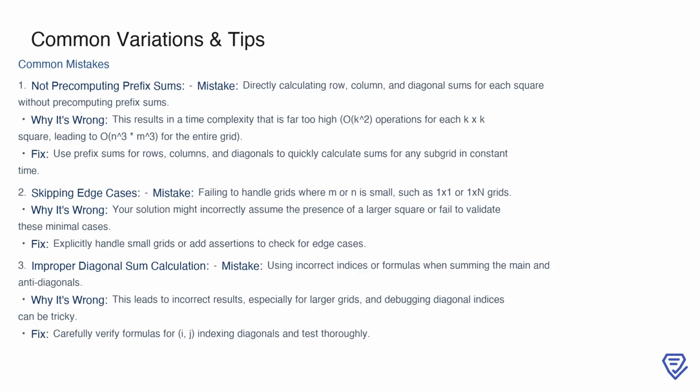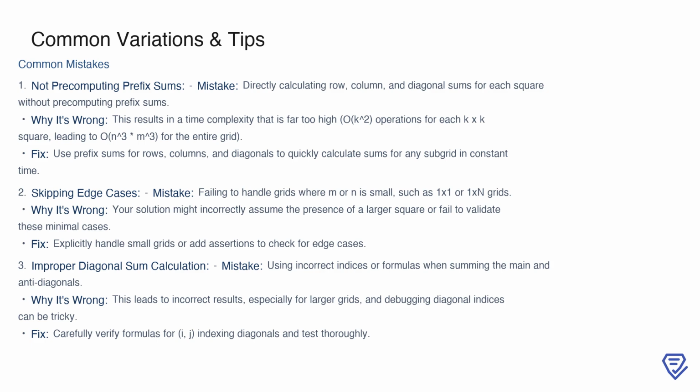Another frequent issue is neglecting edge cases, such as grids that are very small, like 1 by 1 or 1xn. These cases often require special handling, as your solution might make incorrect assumptions about the presence of larger squares. Adding explicit checks or assertions for edge cases ensures your code handles these scenarios correctly.